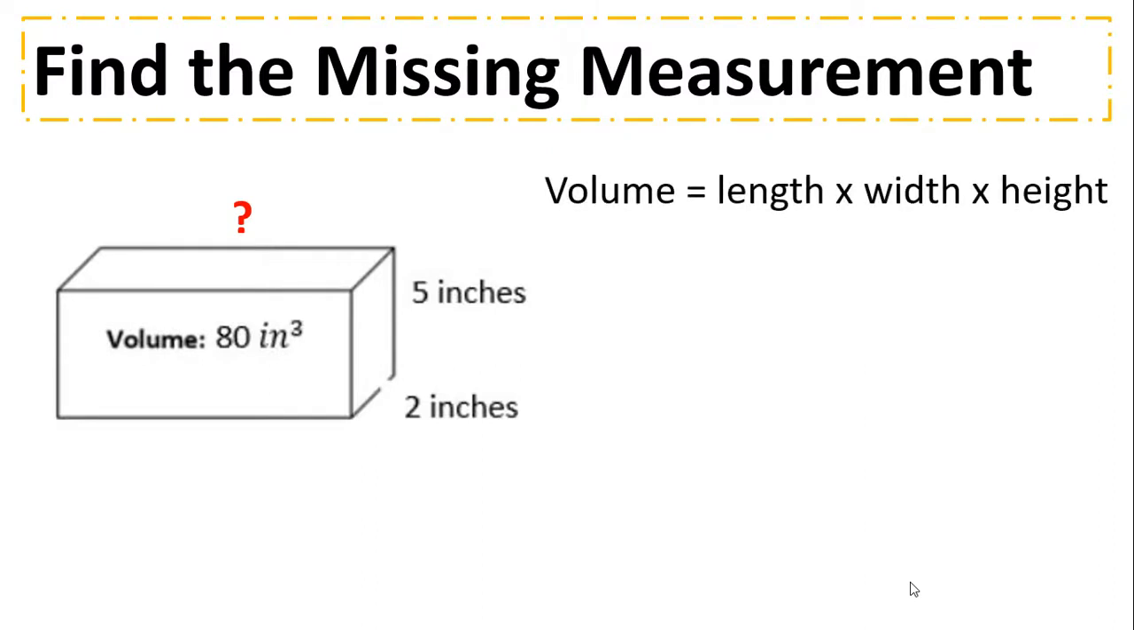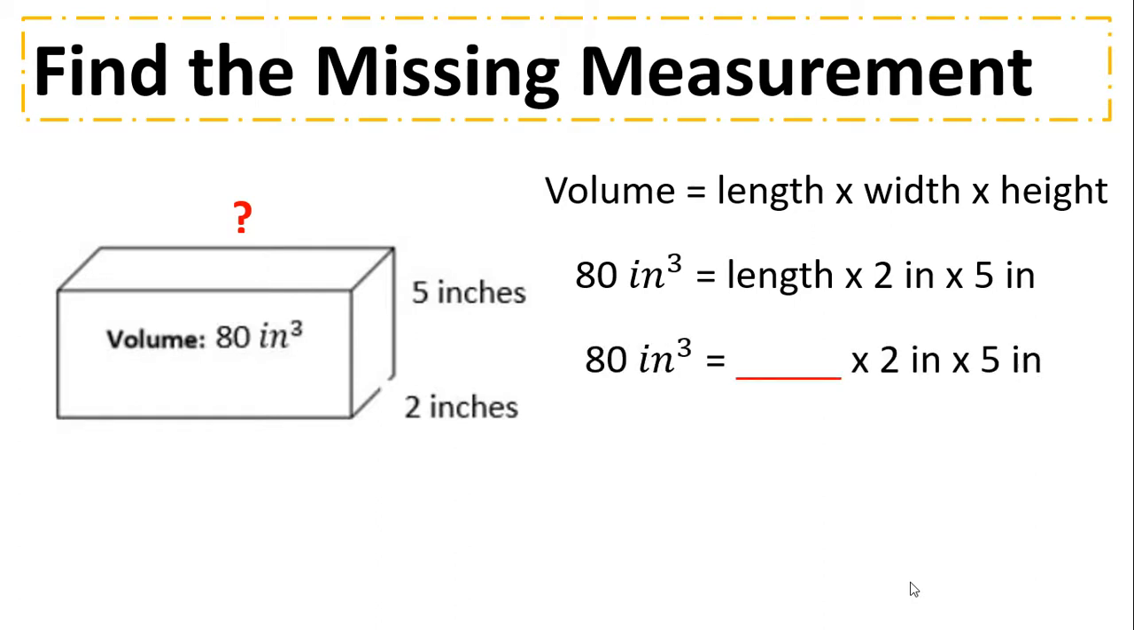Last one. The volume is length times width times height. In this rectangular prism, our volume is 80 cubic inches. We don't know our length. Our width is 2 inches, and our height is 5 inches. Let's replace the word length with a blank space.